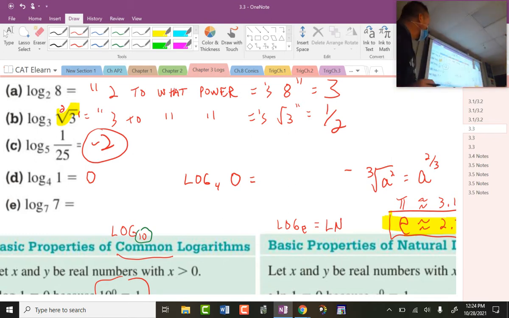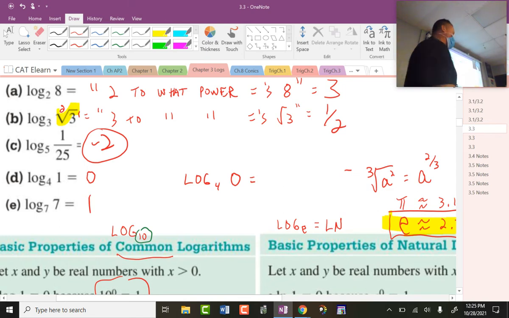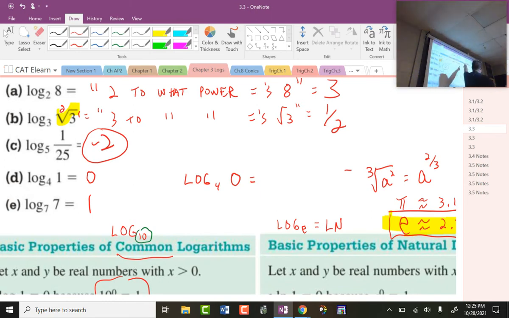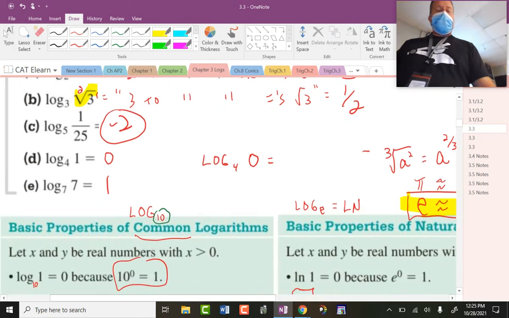19, Sam. Log base 7 of 7. 7 to what power equals 7? 1. Right? And then that's going to lead to some rules that we have here. So follow along. Logarithms are not hard. You just need this sentence right here.